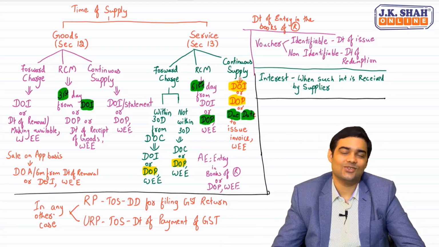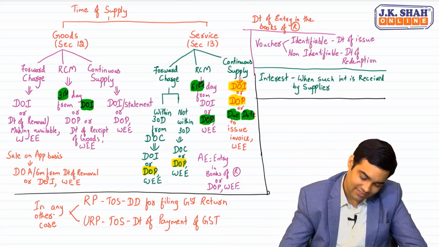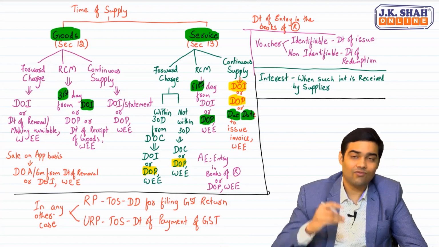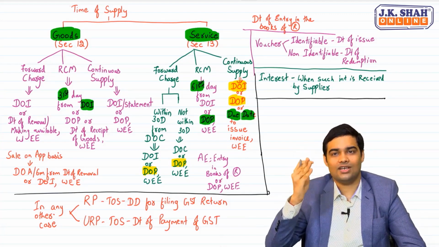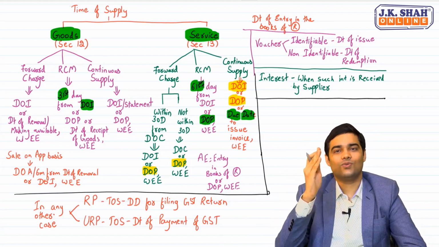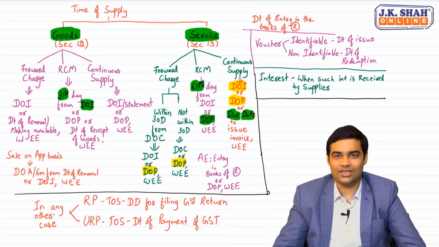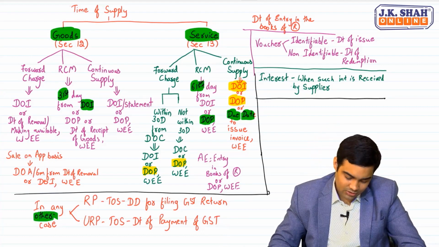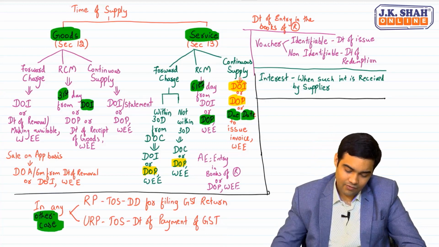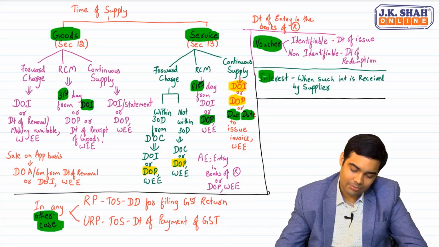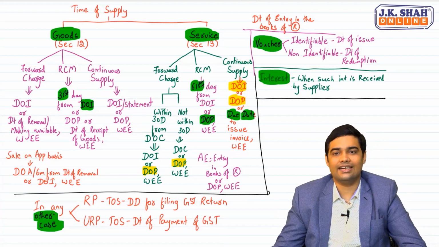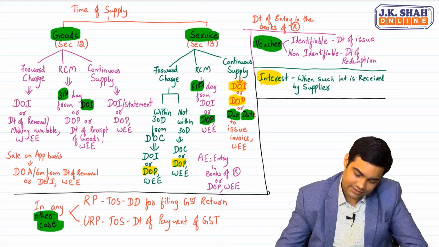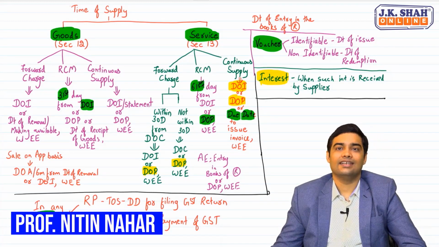Clear? So what have we discussed? We started with the goods industry. We entered into the service industry. Forward, reverse, continuous. Then we entered into a special case where the entry in the books of the recipient will be used if this is not possible. If that is also not available, then you can use this any other case. For vouchers, you will go by identifiable, non-identifiable, and for interest, the time of supply will be when such interest is received by the supplier.